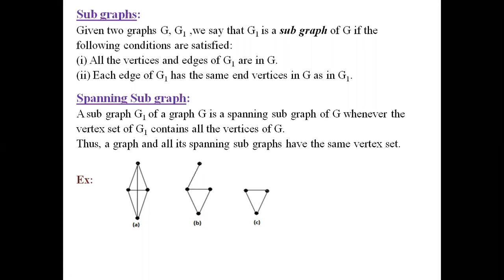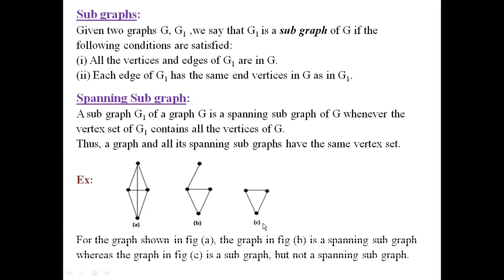In figure C, we observe that one of the vertices is not considered, so this is not a spanning subgraph. The same has been mentioned here. For the graph shown in figure A, the graph in figure B is a spanning subgraph, whereas the graph in figure C is not a spanning subgraph. It is just a subgraph of the given graph G.